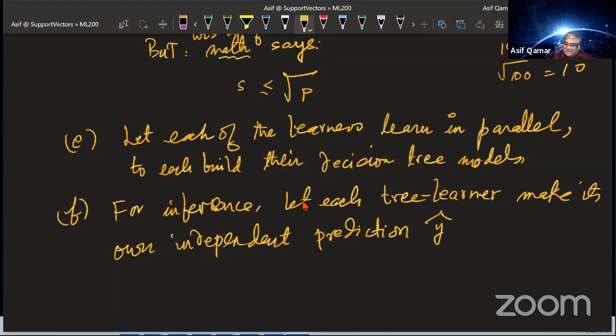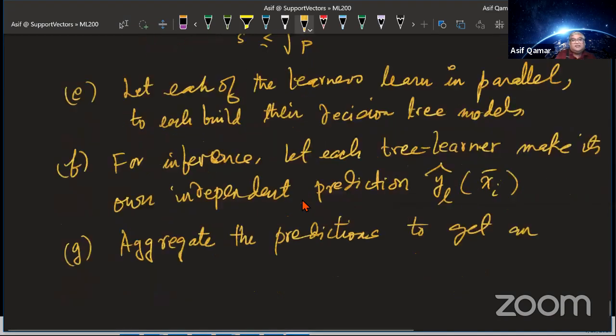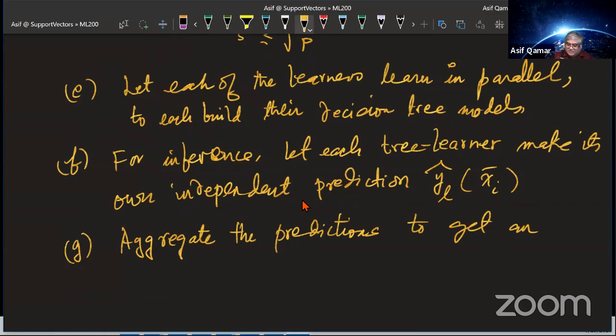So let's say that the learner is L and you're making a prediction on the data set I. They will all make their own prediction. And the last step is aggregate the predictions to get an overall prediction.